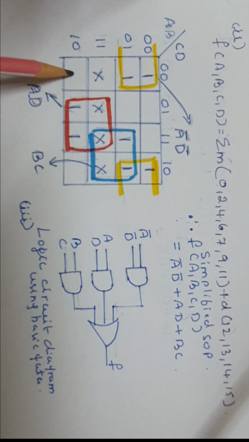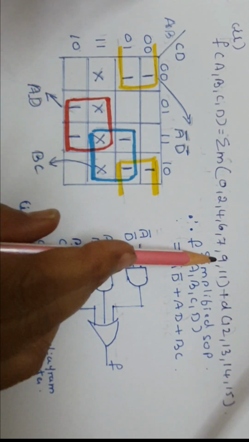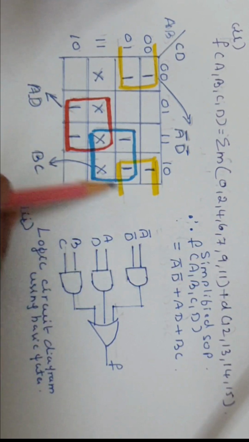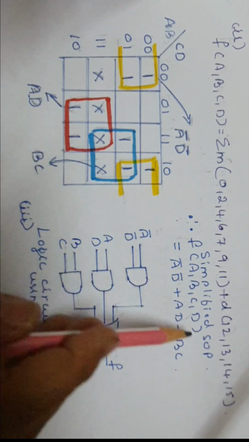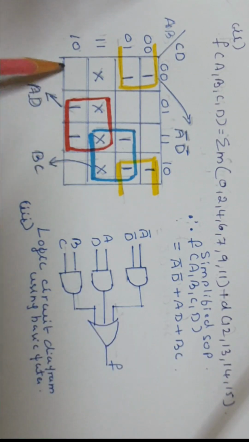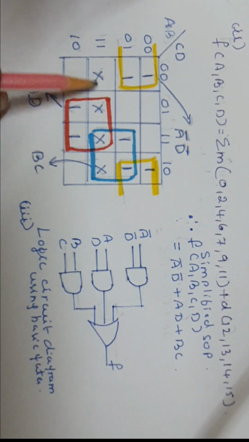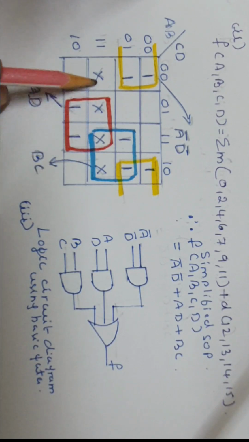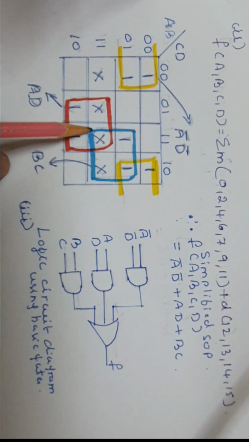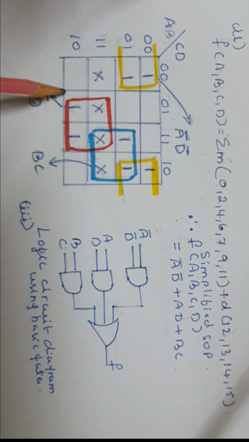8 is not there. 9 is there, 1. So 9 is there. 10 is not there. 11 is there. Hence it is filled with 1. Next, don't care conditions 12, 13, 14, 15. Here 8, 9, 10, 11. So here 12, 13, 14, 15. These places are filled with don't care conditions. So filling of the K map is over.